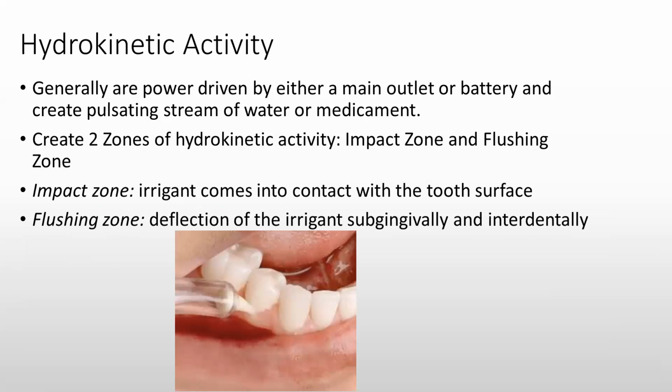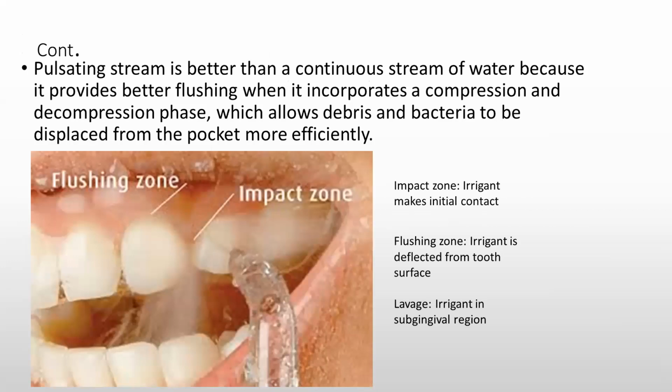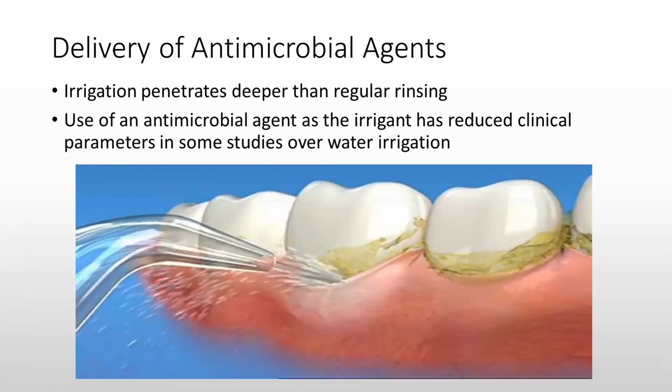Now, with water picks, generally they're power driven by either a main outlet or a battery, and there's two zones of hydrokinetic activity. There's an impact zone and a flushing zone. The impact zone is when the irrigant comes in contact with the tooth surface, and the flushing zone is the deflection of the irrigant subgingivally as well as interdentally. So there's a lot going on with this water pick. And then finally it's lavage, where things are going underneath the gum tissue with the flushing zone and then coming back out of the pocket or sulcus. But it's a good way to introduce antimicrobials subgingivally.